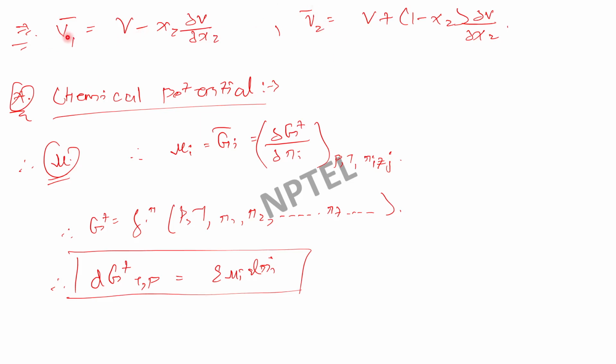So the partial molar volume of component 1, that is V1 bar, is equal to V minus x2 del V by del x2, and V2 bar is equal to V plus (1 minus x2) del V by del x1, where x1 and x2 are none other than the mole fractions of components 1 and 2.